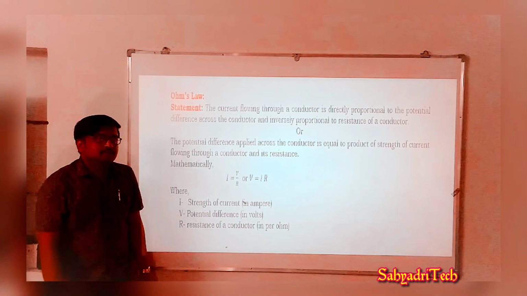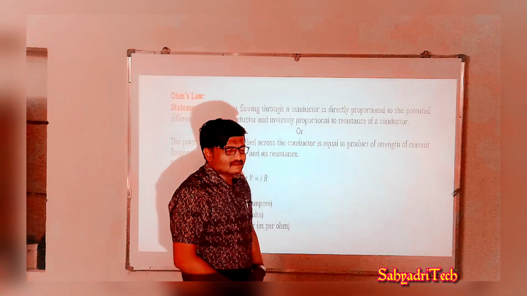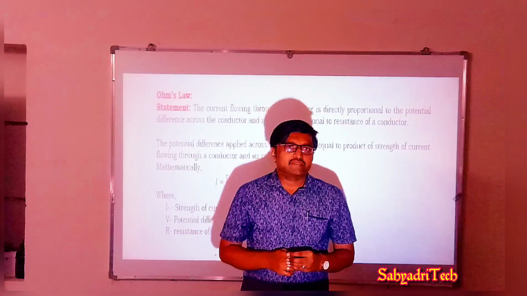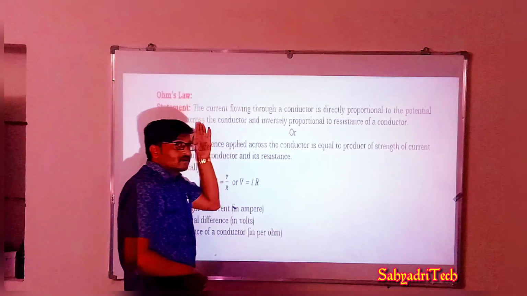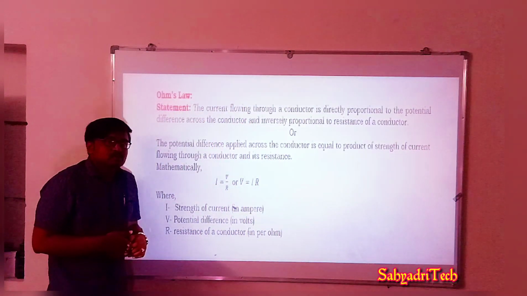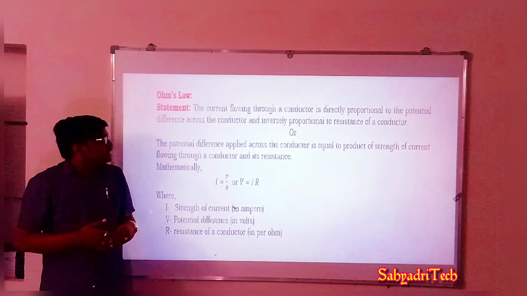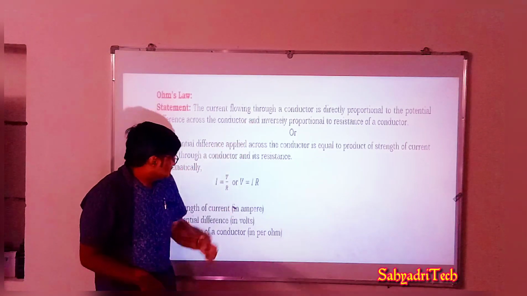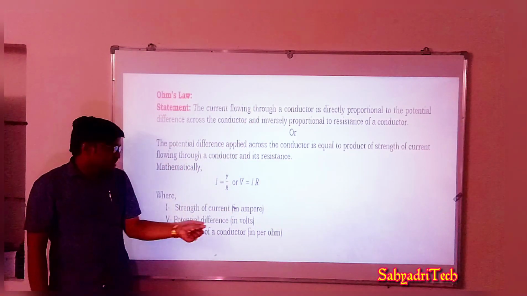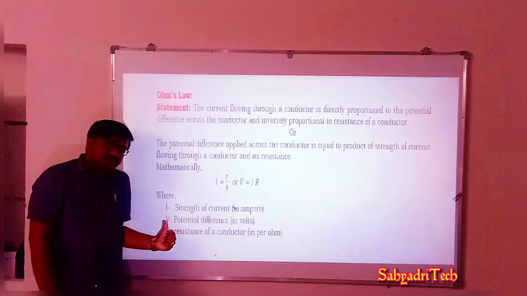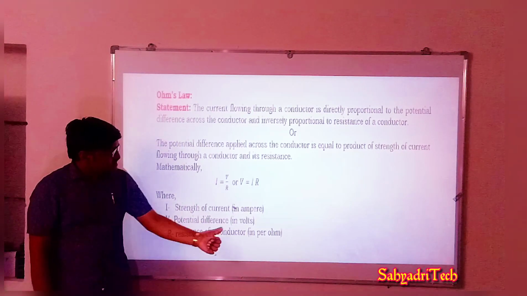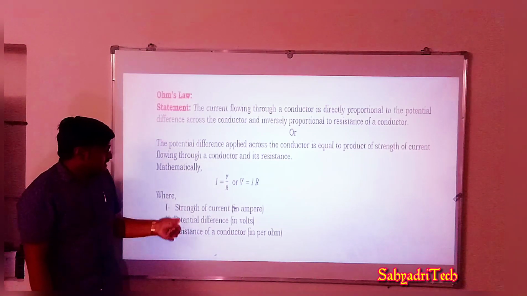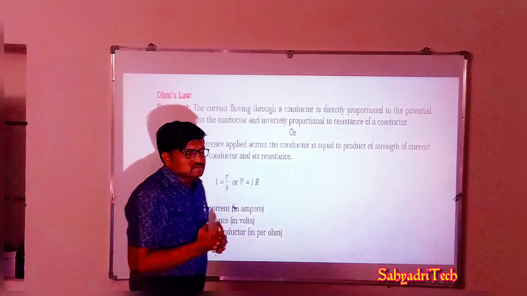Hello everyone. In the previous session, we discussed a bit about electrochemistry. The continued part of that chapter is regarding one well-known law named Ohm's law. Ohm's law basically deals with a relation between the strength of current, that is I, which is measured in amperes, potential difference V, which is measured in volts, and resistance of a conductor. These are the three parameters of a conductor.